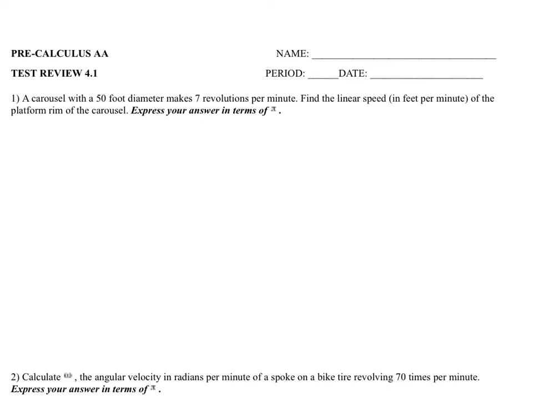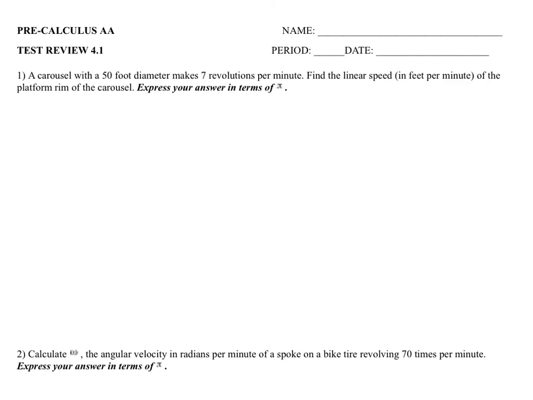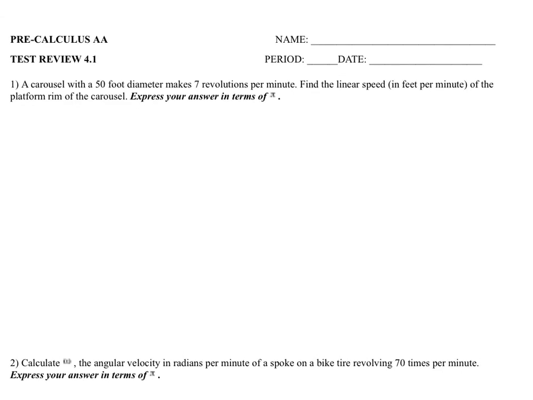Alright, so the first thing we need is the formula for linear speed. And these formulas will be provided for you on your test. So the formula we need for this is V equals R theta divided by T. R is the radius, theta is the angle, and T is time. So we're just going to take this information from our problem and plug it into the formula.